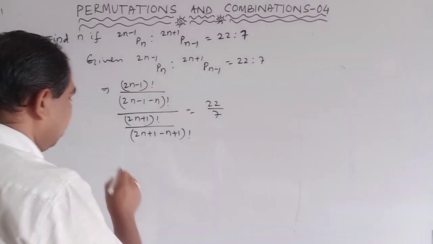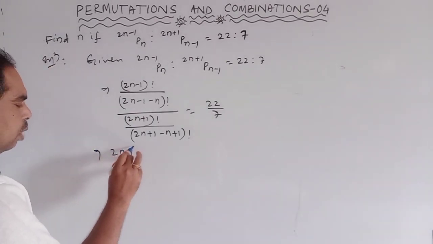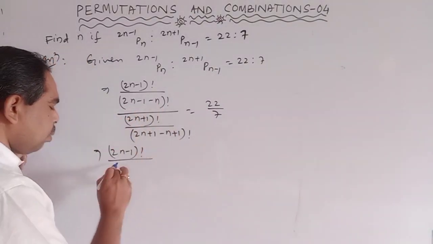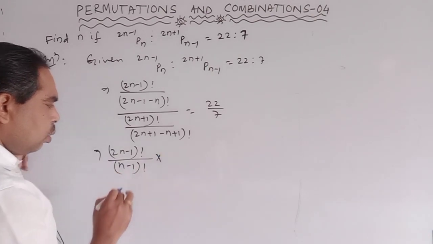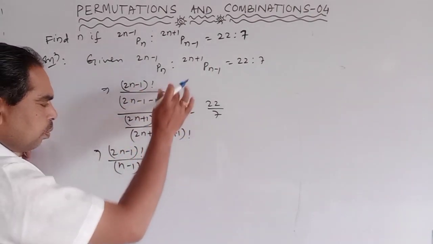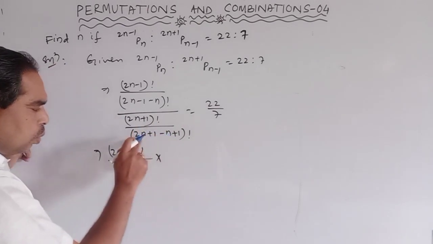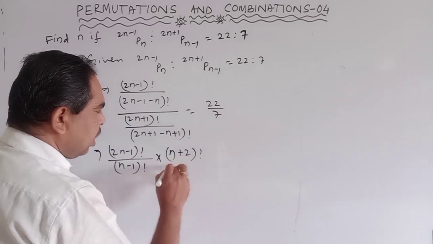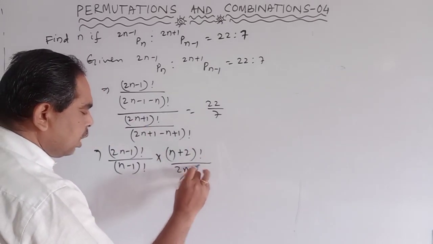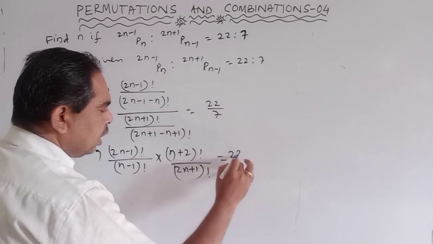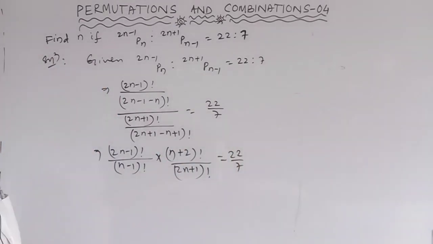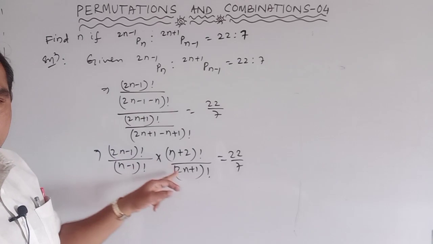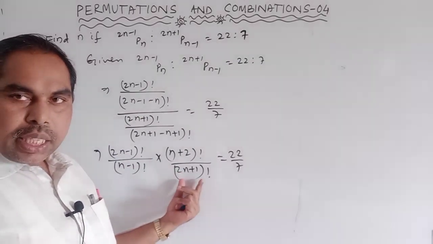So this is (2n-1) factorial divided by (2n-n), which is (n-1) factorial, into (n+2) factorial divided by (2n+1) factorial, since 2n-n is n and n plus 1 plus 1 is n+2. This is equal to 22 divided by 7. Here 2n-1 is less than 2n+1, and 2n-1 is nearer to 2n+1, so we break the 2n+1 factorial.